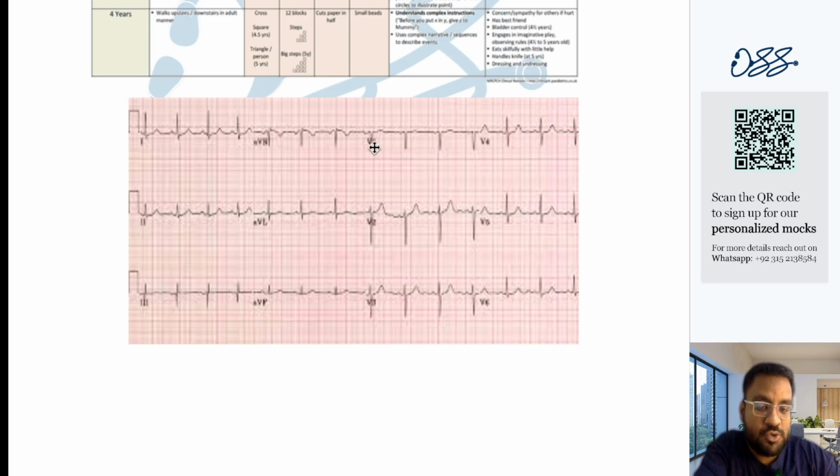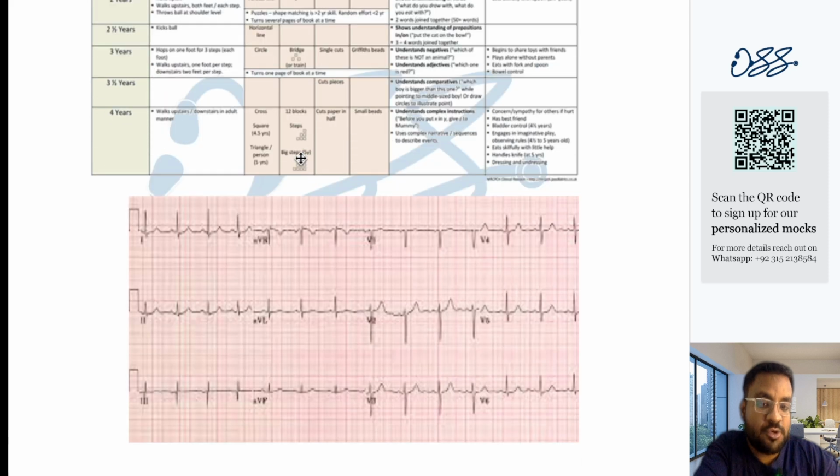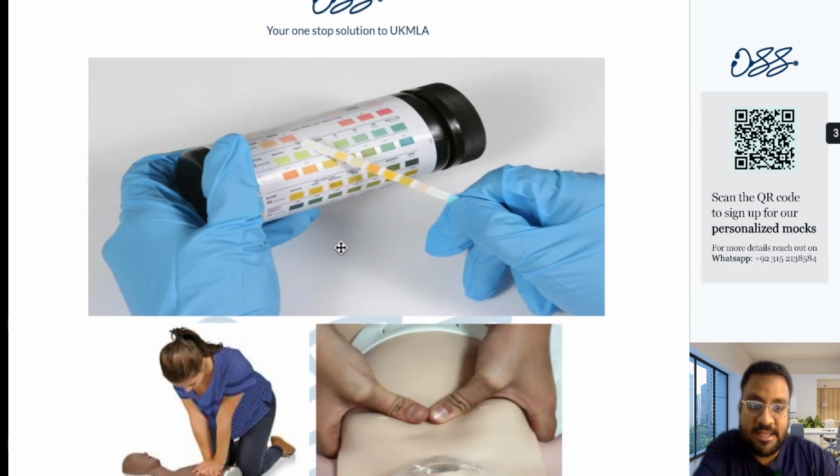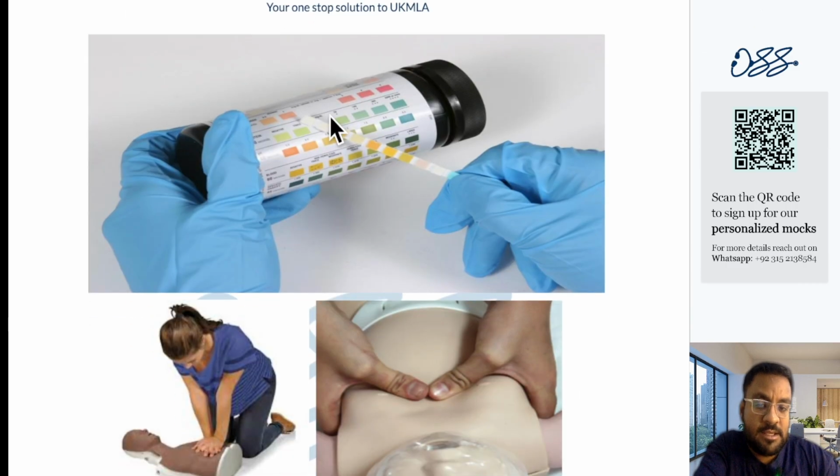So try to use these pictures to make sure that you are using the materials that they've given to you, and you get a score on the technical part of the data gathering as well. Then in the urine dipstick teaching, they would give you this bottle and this urine dipstick material.